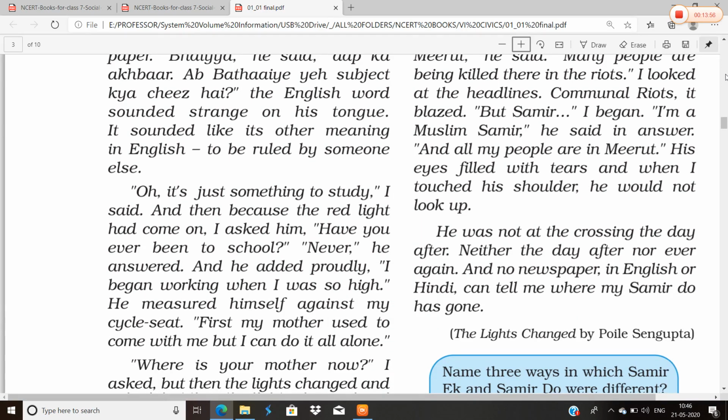He was not at the crossing the next day when Samir Ek went to the same place where the newspaper selling boy used to sell. The next day the boy was not there, neither the day after nor even again. And no newspaper in English or Hindi can tell me where my Samir Do has gone. So from the next day the boy was not there, and nobody knew where he had gone. Samir Ek said, "Where my Samir Do has gone, I don't know," and I feel he remembers his friendship throughout his life.